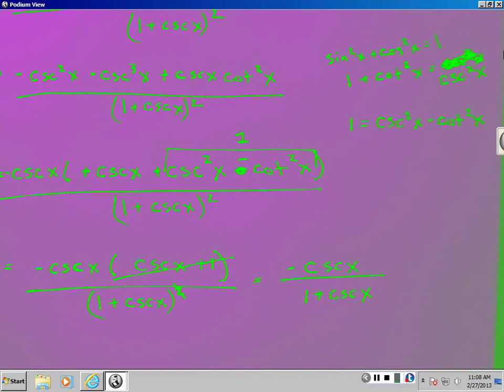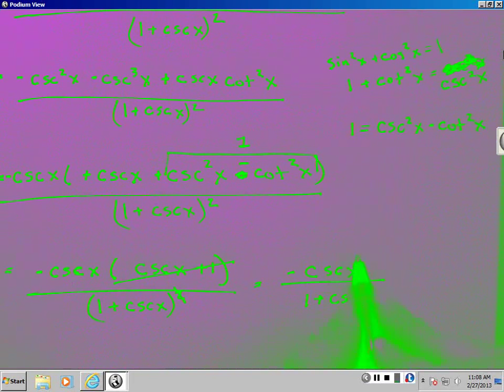That's exactly what the back of the book does. So you can see on 2.5, number 13, minus cosecant of x over 1 plus cosecant of x. So this is our derivative. With trigonometric functions, there are a million identities out there.